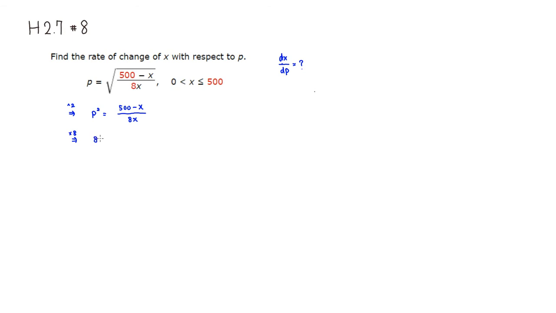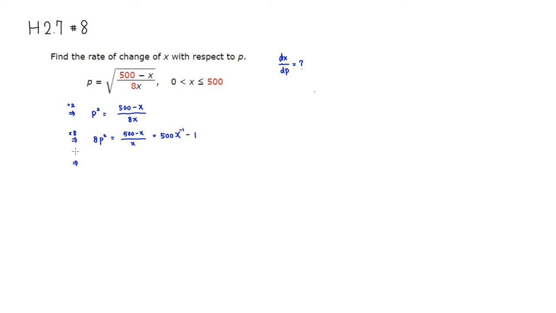So we have 8p squared is equal to (500 minus x) over x, because you multiply by 8. So this is going to be simply 500 x to the negative 1, because the 500 over x minus x over x is going to be 1. Alright, so let's take the derivative here.